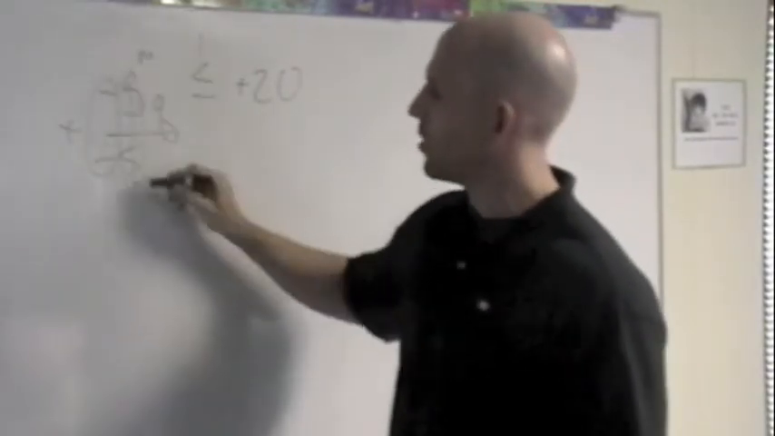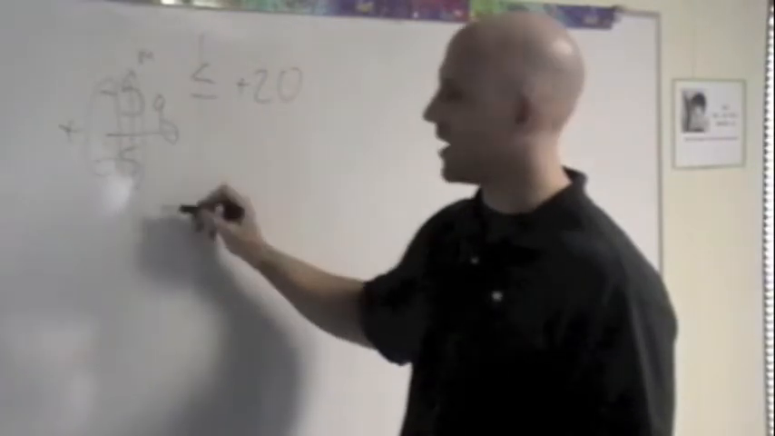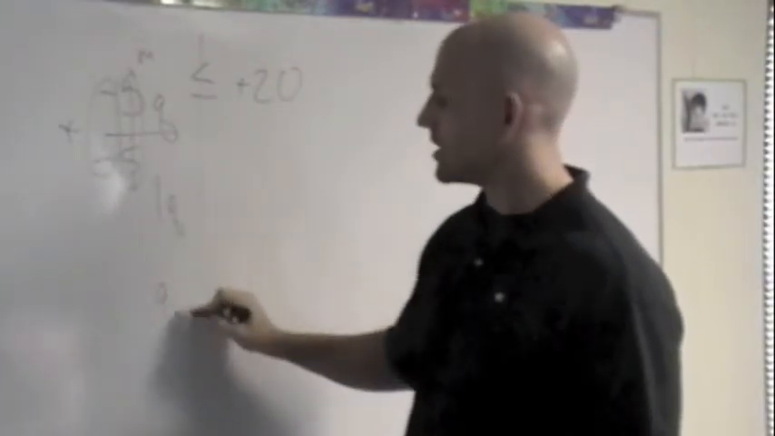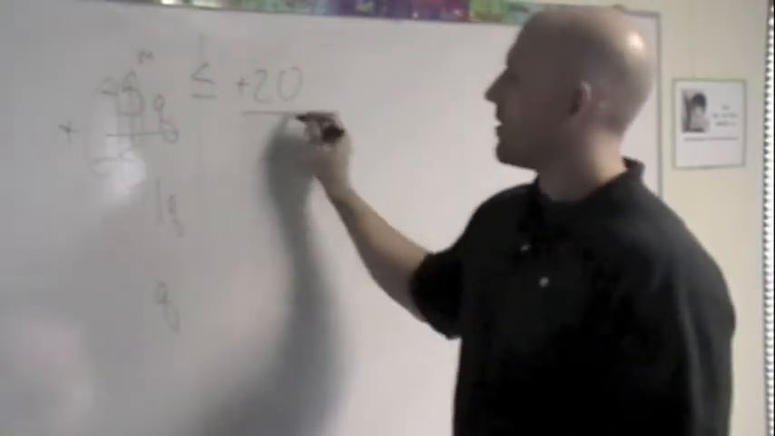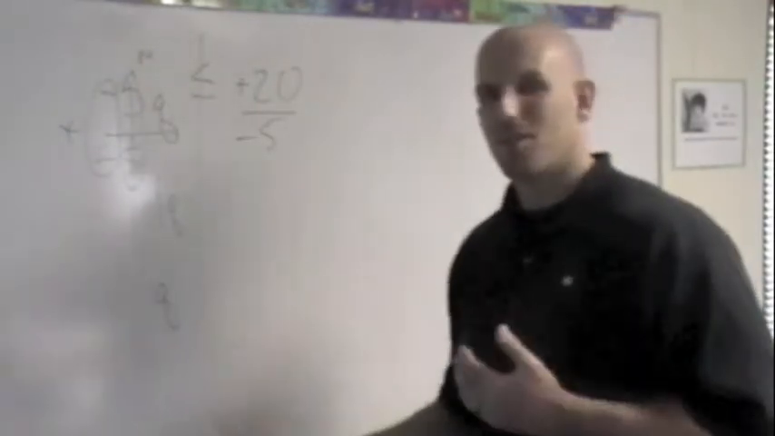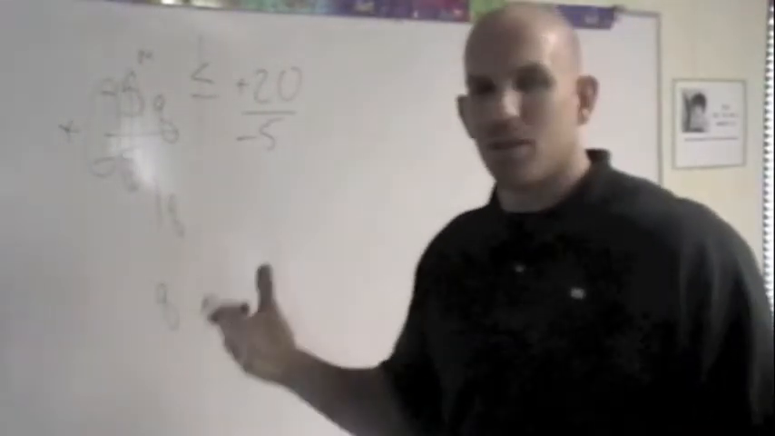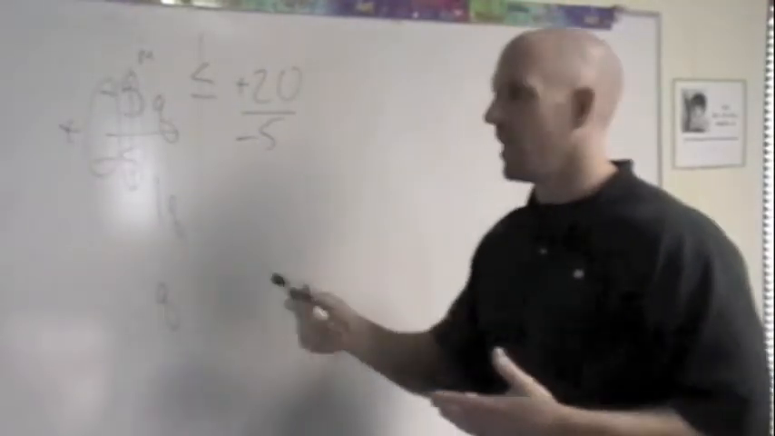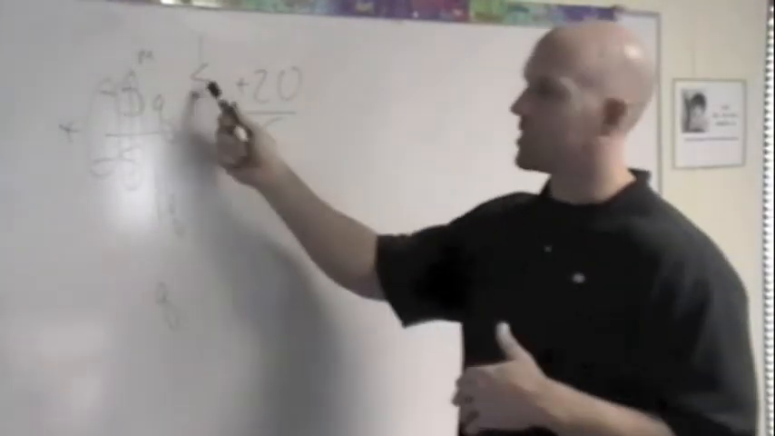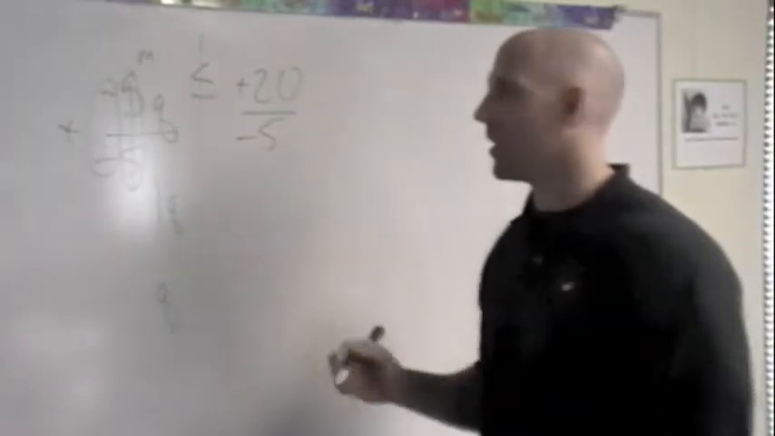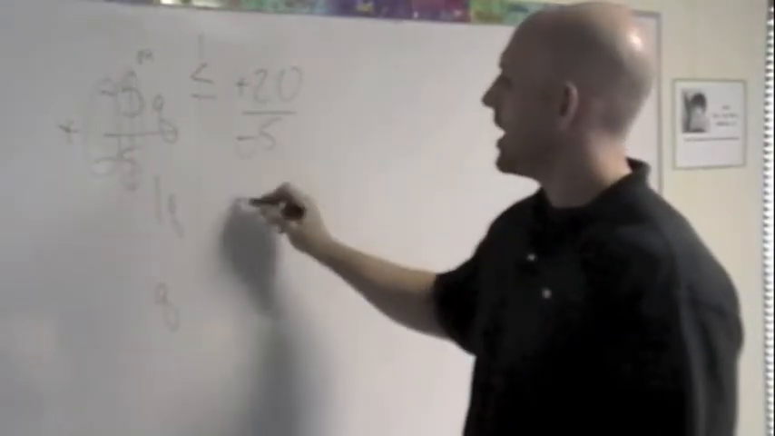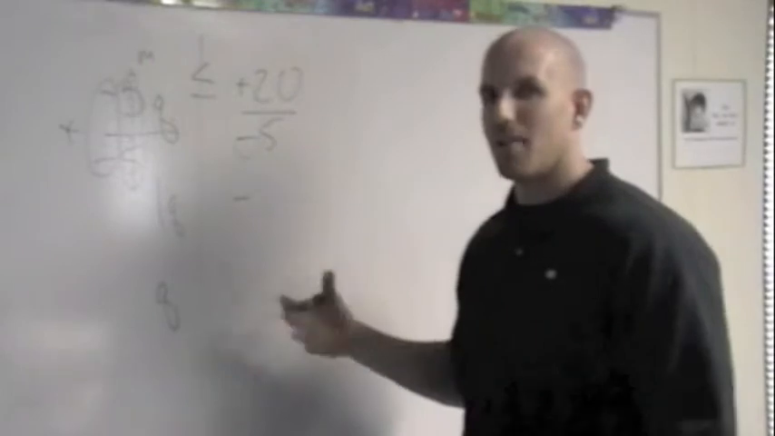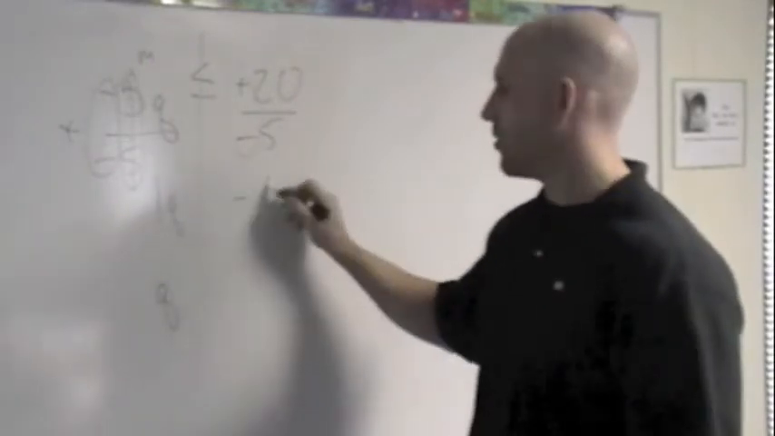5 over 5 makes 1. Positive 1q is the same as 1q, which is the same as q. Have to do the same over here because if you have something that's not equal and you start doing different things on each side, it may eventually equal out, which would kind of cause trouble. We have to do it equally so that it stays unequal. Well, I know this is going to be a negative answer. 20 divided by 5 or 20 over 5 simplified is 4.